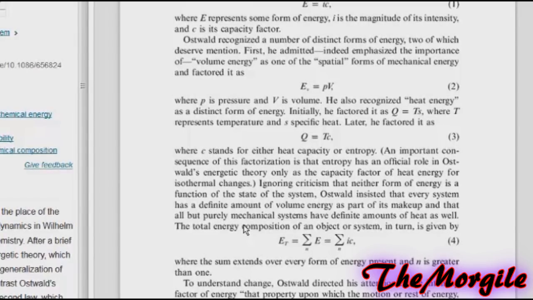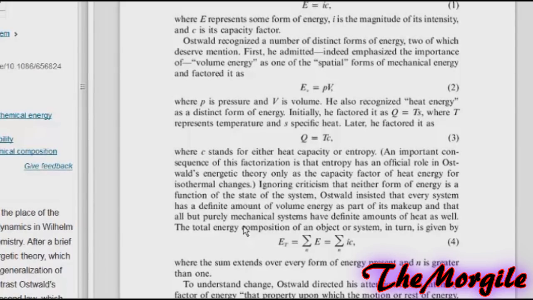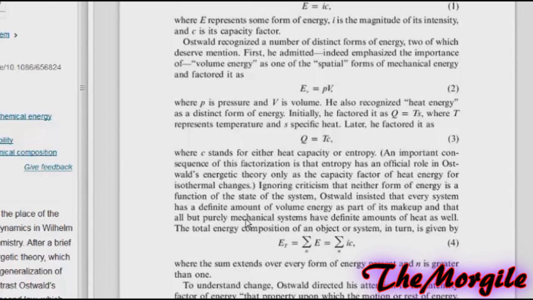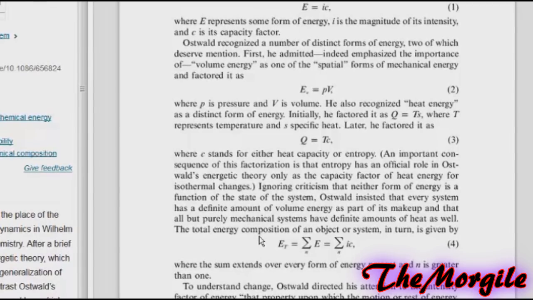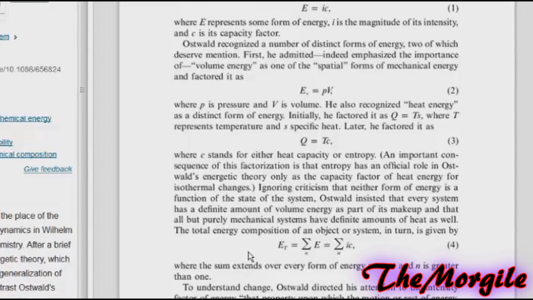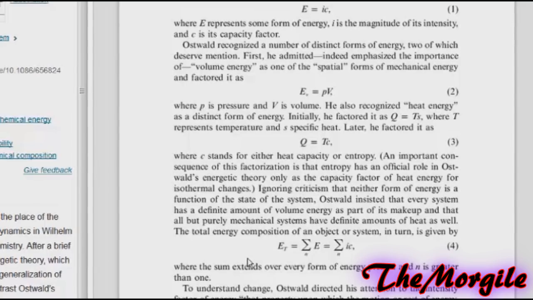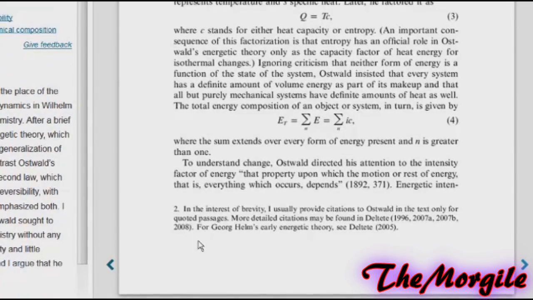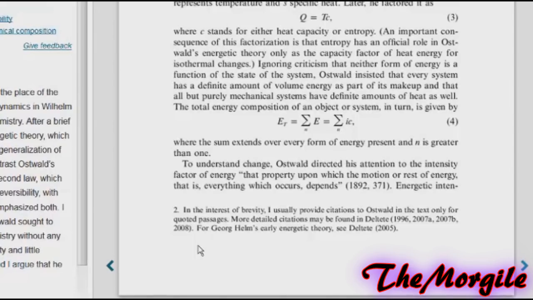Ignoring criticism that neither form of energy is a function of the state of the system, Ostwald insisted that every system has a definite amount of volume energy as part of its makeup, and that all but purely mechanical systems have definite amounts of heat as well. The total energy composition of an object or a system, in turn, is given by the sum of E over every form of energy present, where n is greater than 1.